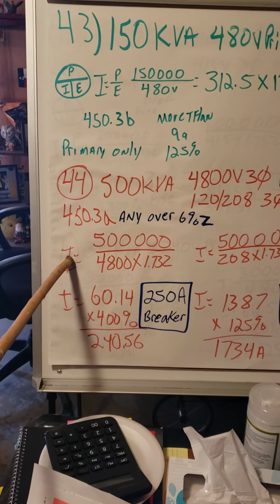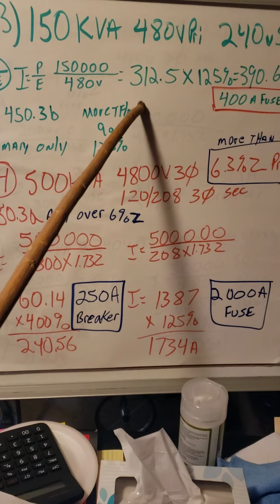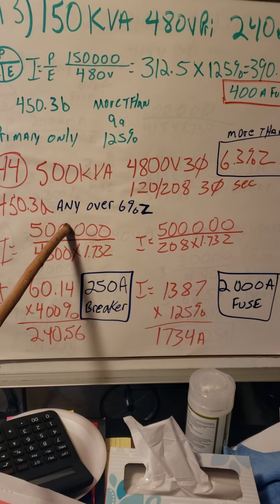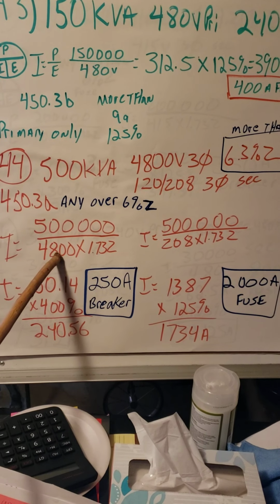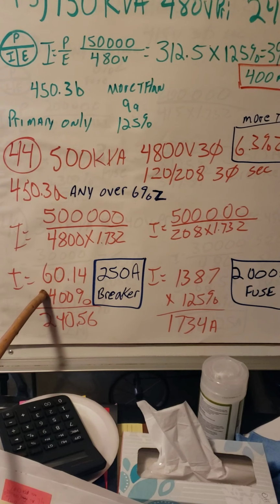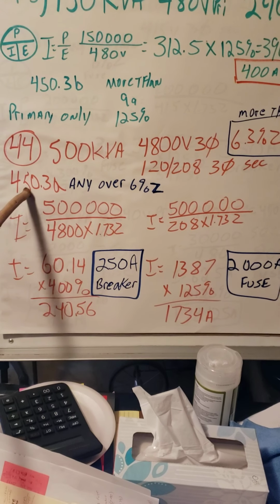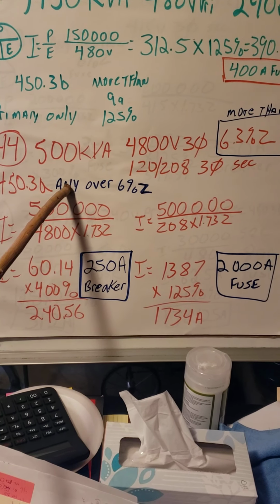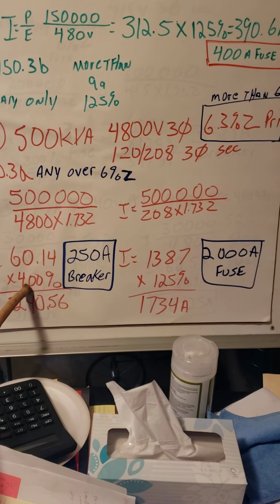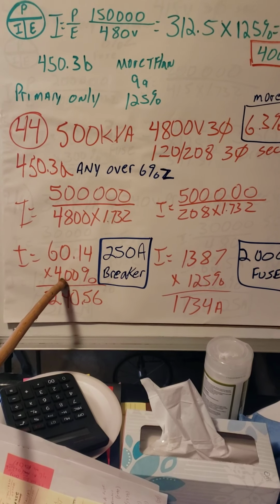So again, to find I is P divided by E. Now we have a 3-phase. This one wasn't a 3-phase, this one's a 3-phase. So it's 500,000 divided by 4,800 times 1.732, which is the square root of 3. Comes out to 60.14. I go to again 450.3A under any over 6% impedance. My multiplier, I'm using a breaker, is 400%. If I was using a fuse, it'd be 300%.